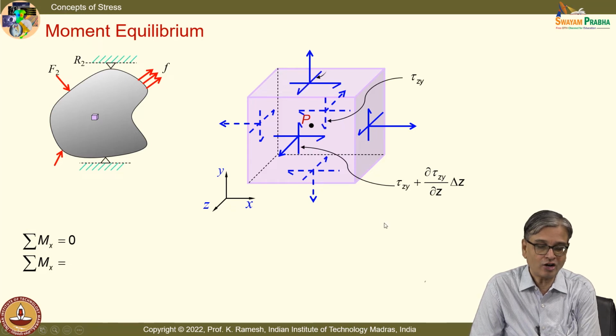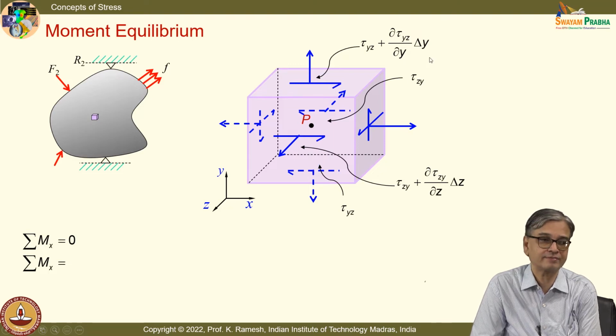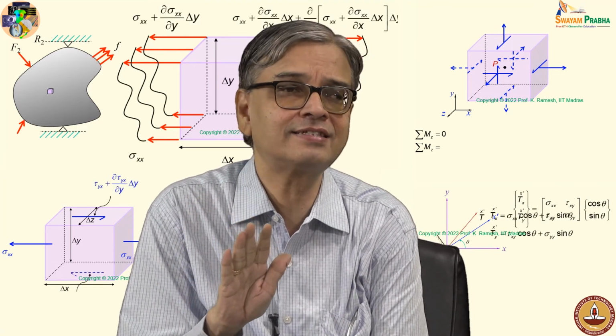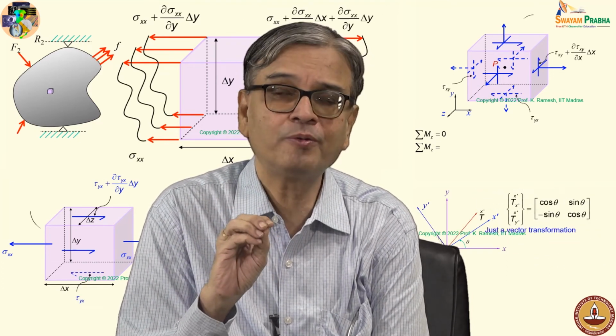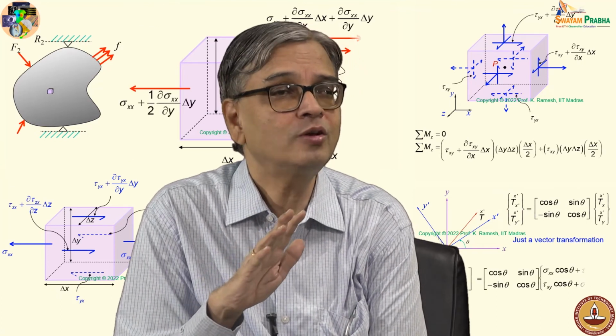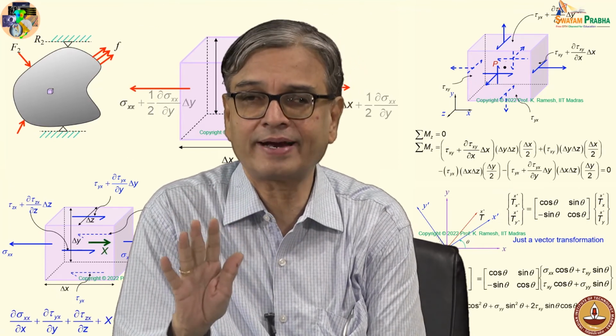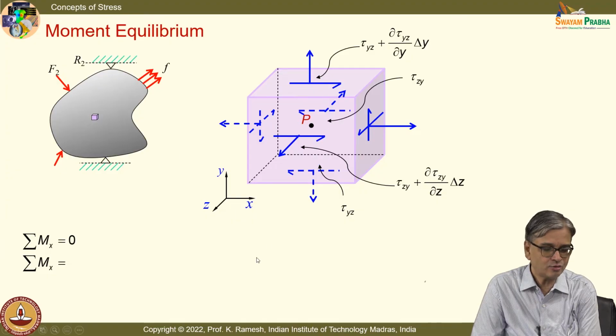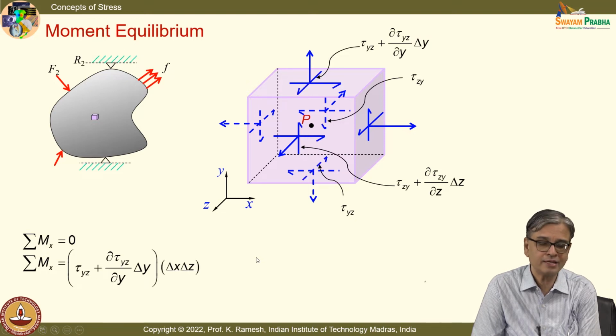When I write it for tau yz, I go from tau yz to tau yz plus dou tau yz by dou y into delta y. If you have clarity, writing this is child's play. But if you memorize, you will mess it up. No memory is required. Clear understanding is what is required. Then we again do the evaluation of force, then the moment, and our job is done.